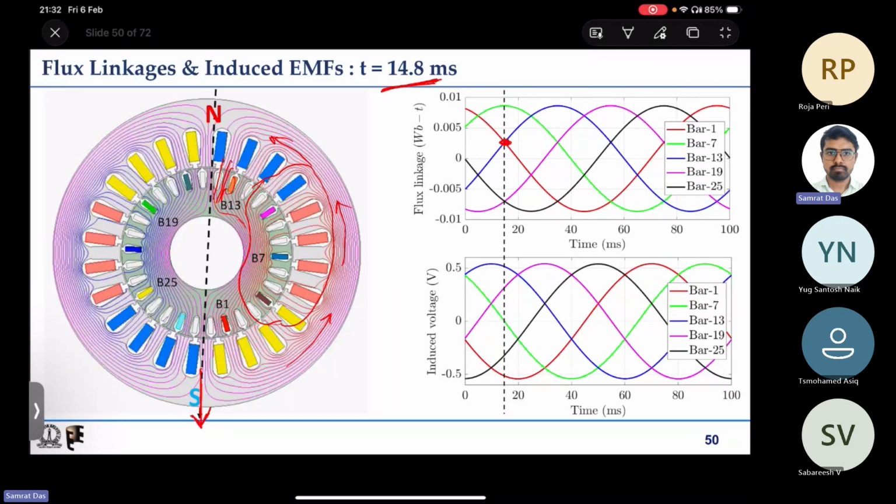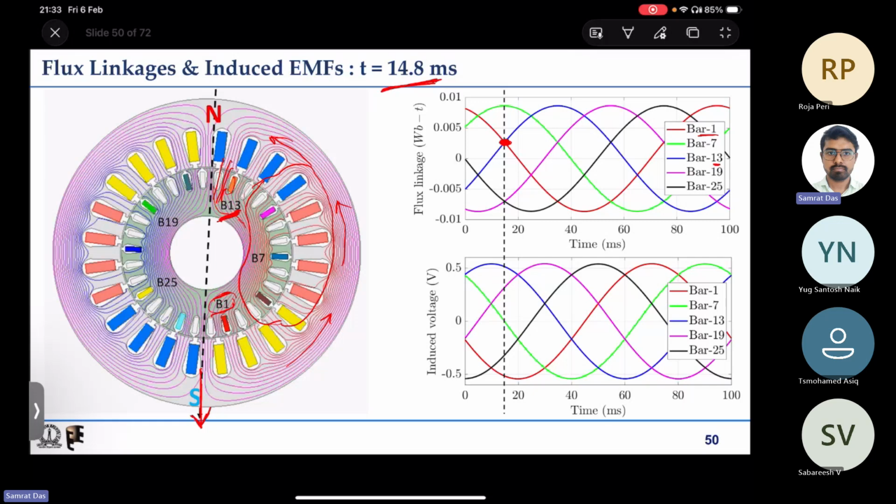And from geometric symmetry, you can see that whatever is the flux linkage of B13, that same will be the flux linkage of B1 also, and of the same polarities. So that same thing you can see here, B1, that is the red curve, and B13, that is this blue curve. They are having same flux linkage at this instant.